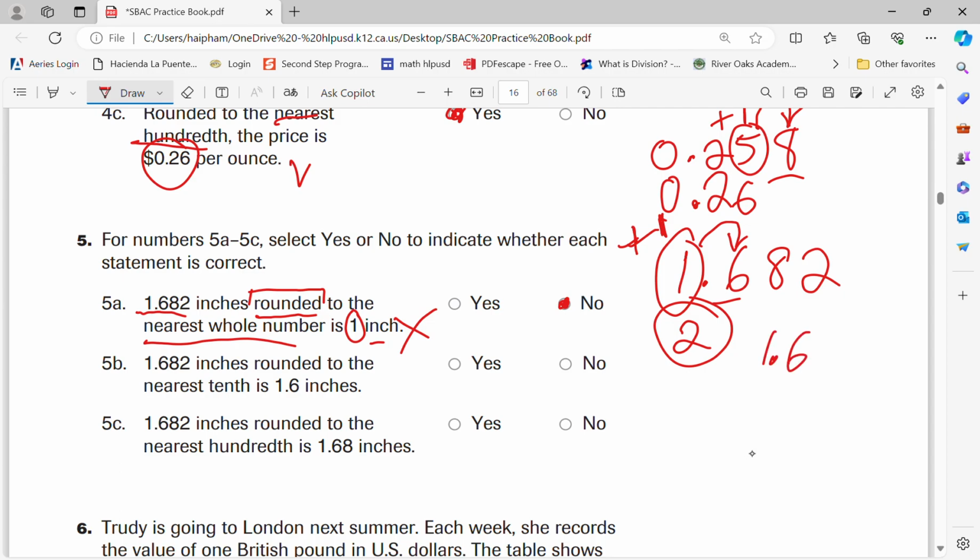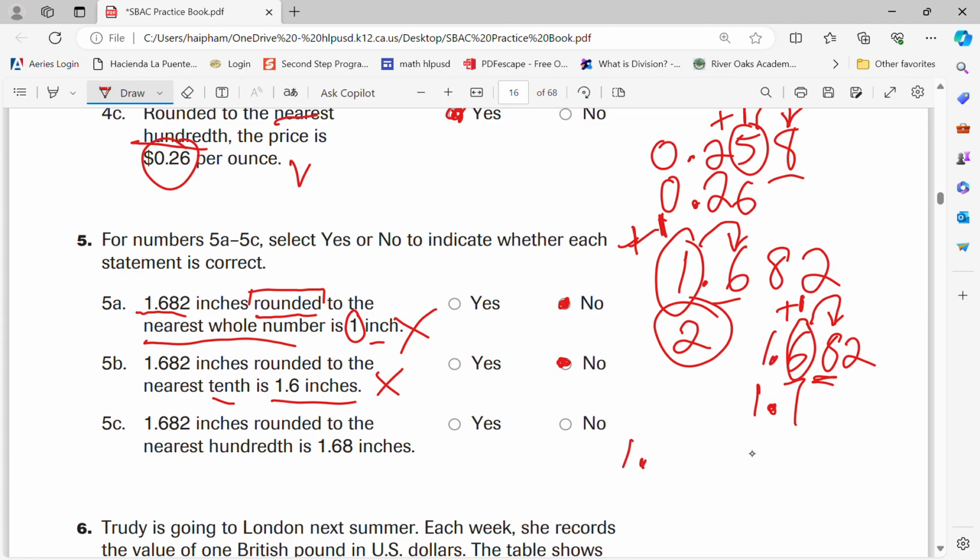Jumping on to the next one, we have 1 and 682 thousandths rounded to the nearest tenth is going to be 1.6. The 6 is in the tenths place. Underline the hundredths, the neighbor, and 8 is going to be a bully. 5 or more, add 1 more, and it's going to give me 1.7 after rounding it, making the second statement also a false one. So let's indicate no there, and let's look at the last one.